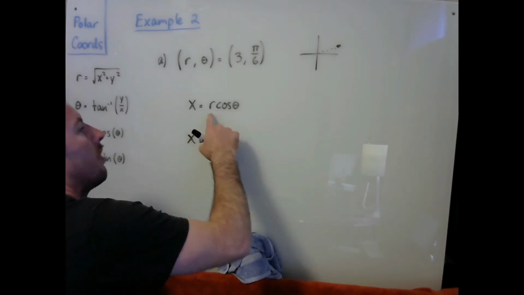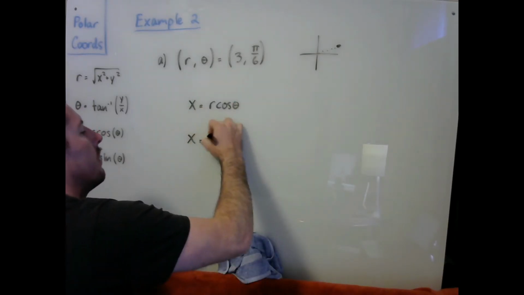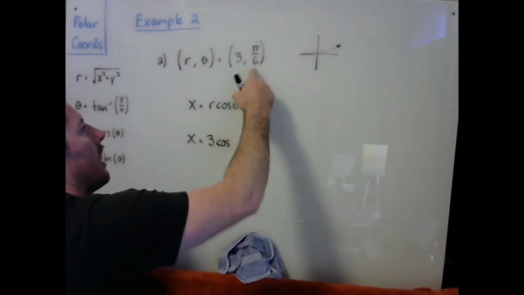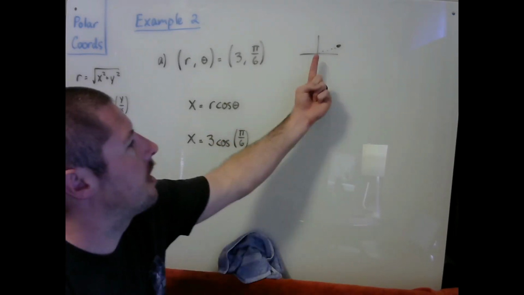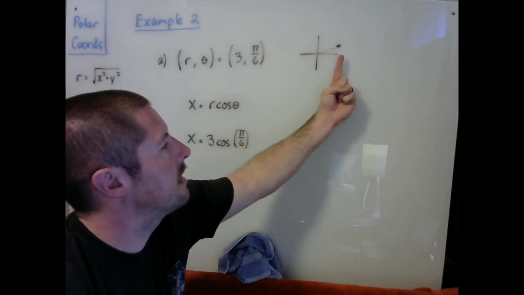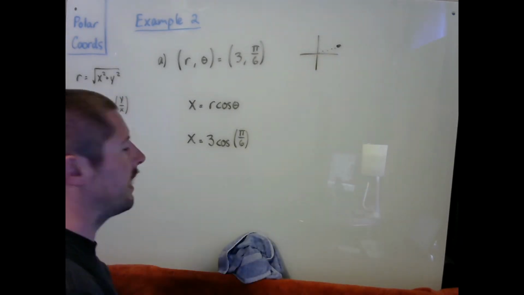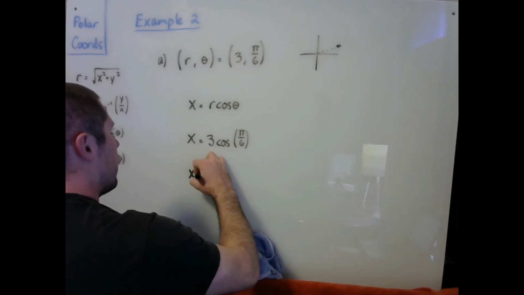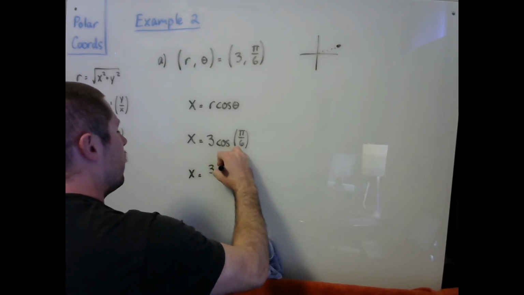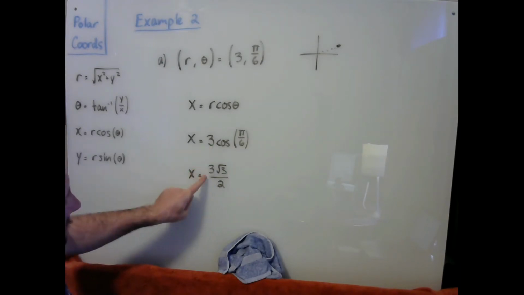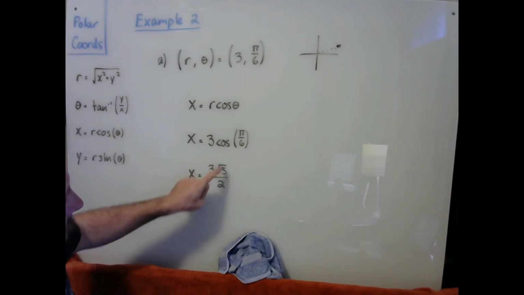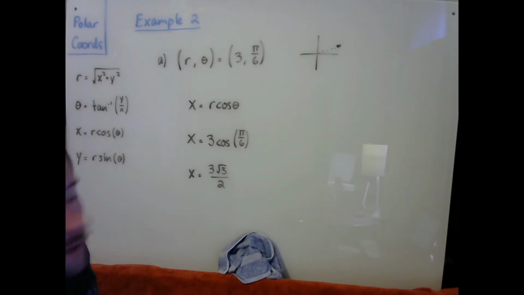So here, our radius is 3, and we're going to take the cosine of pi sixths. So we just have to ask ourselves, what is the cosine of pi sixths? I see that at pi sixths, the x amount is the bigger of the two, so I'm going to get root 3 over 2. So here I'm going to get 3 root 3 over 2. This 3 is the radius 3. Root 3 over 2 is the cosine of pi sixths right there.